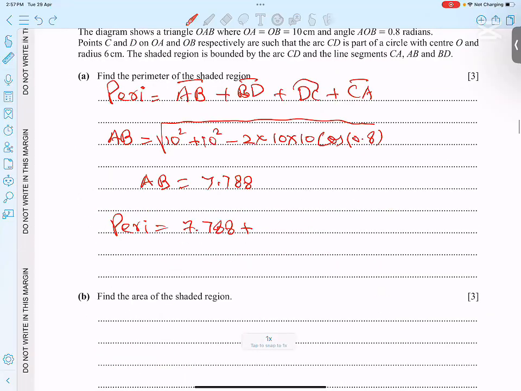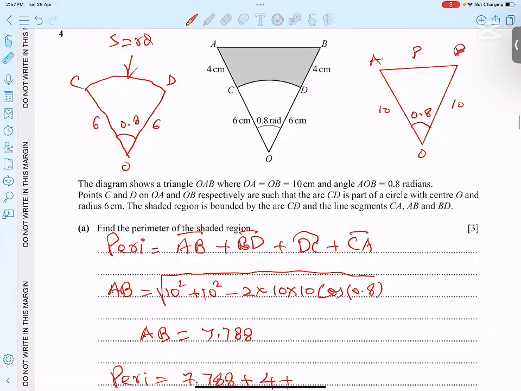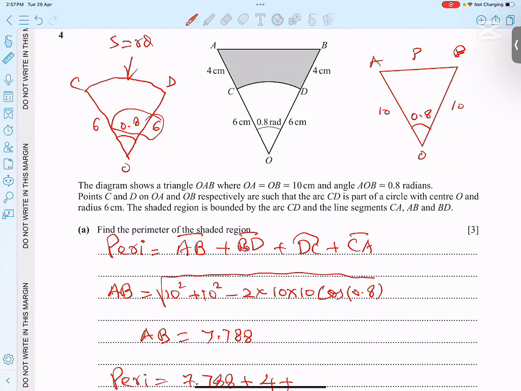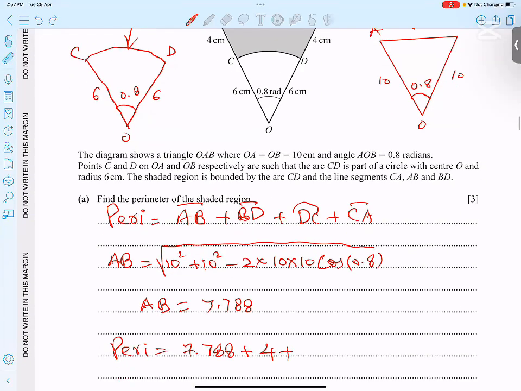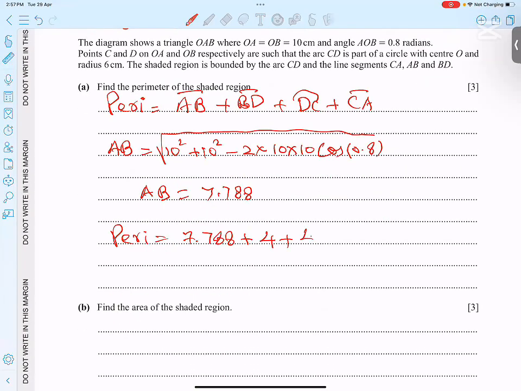So in the middle, arc length. So for arc length, what is it? S is equal to R theta. So 6 times 0.8 is equal to 4.8. So I'm writing here 4.8 and plus 4. And if you check the final answer, we get a perimeter of 20.6 centimeters. So we got a clear perimeter, it is done.